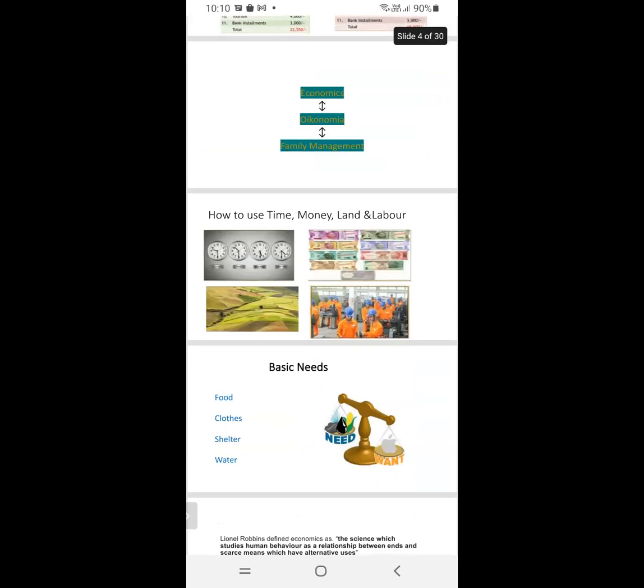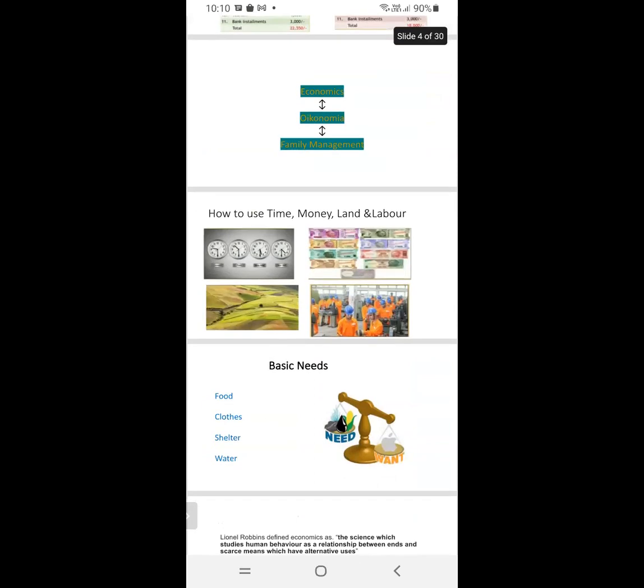Yeah. So family management means what? There is a lot of similarity between family management and economics. Now, how to use time, money, land, and labor. These are the sources of our income, no?